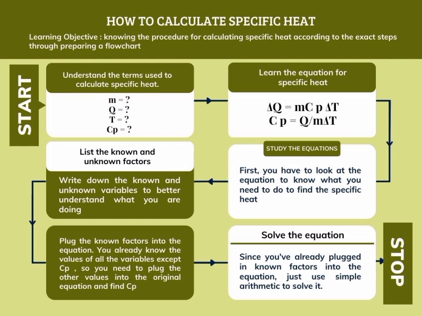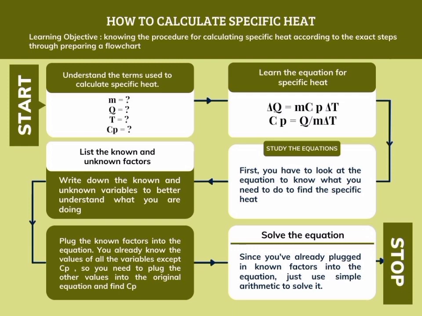And then, learn the equation for specific heat with the formula delta Q equal to m Cp delta T, Cp equal to Q divided by m delta T. After that, we must study the equation before. First, you have to look at the equation to know what you need to do to find specific heat.